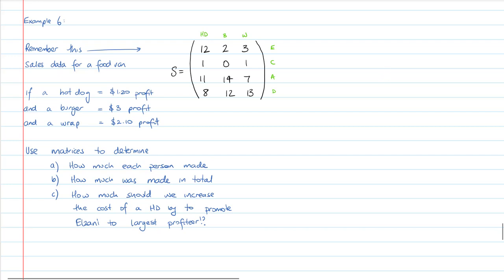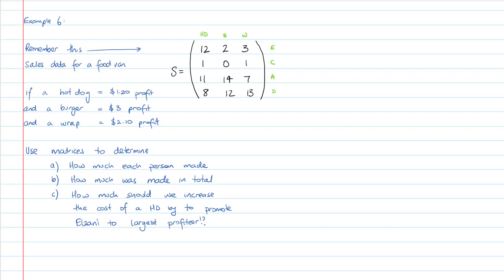You may remember this particular example that we've used in a previous video. This was the sales figures for a food cart, van, whatever it is, selling hot dogs, burgers and wraps. And of course the 4 students from my class in the previous year, where we looked at what the sales results were. So I've got a couple of questions here and we're going to use matrix multiplication to solve them.